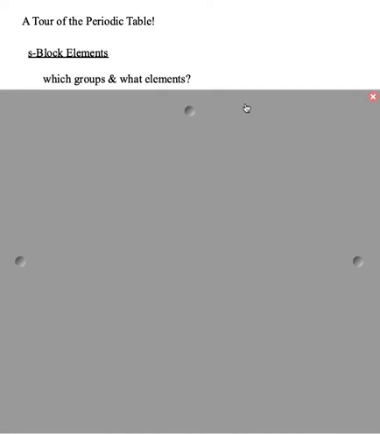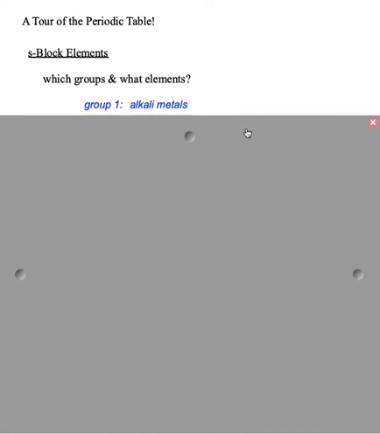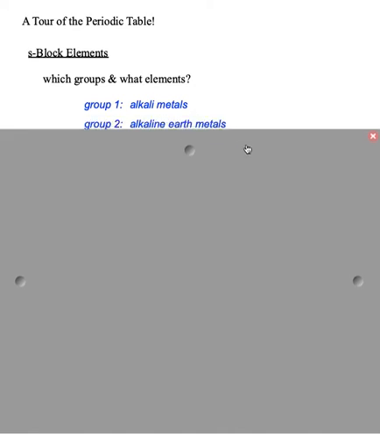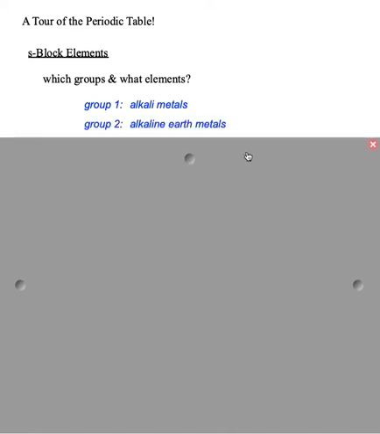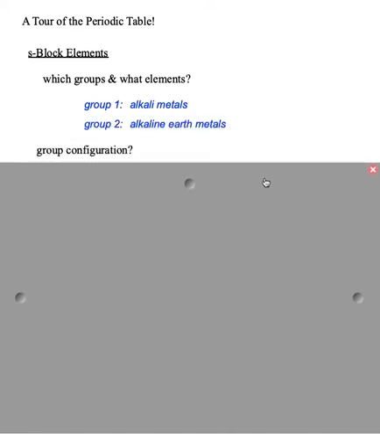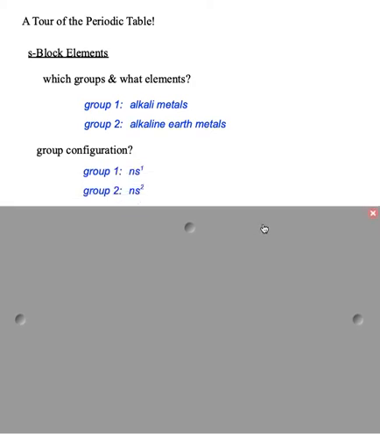Which groups and what elements? They include group 1, which we call the alkali metals, and group 2, which are called the alkaline earth metals. What are the group configurations of these groups? Very simple. All the elements in group 1 have the configuration ns1. All the elements in group 2 have the configuration ns2. And remember, n refers to the period.